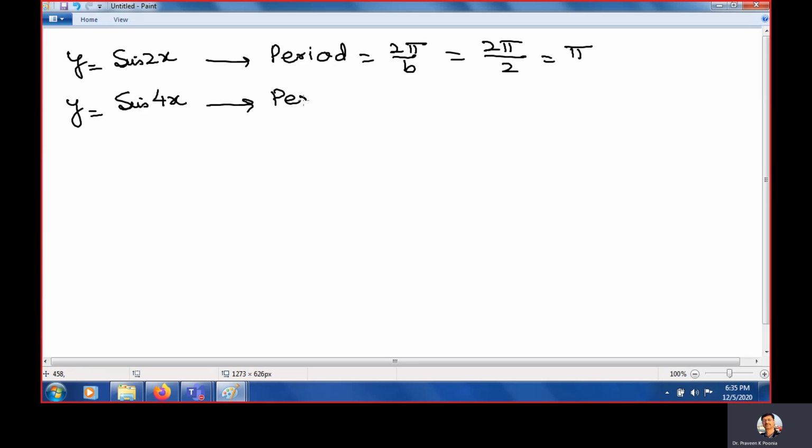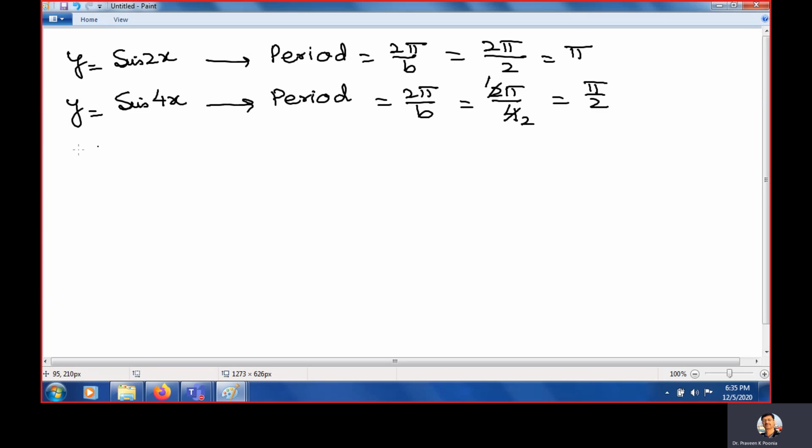While the period is 2 pi upon b, and here the value of b is 4. 2 times 1 is 2. 2 times 2 is 4. So the answer is pi upon 2.